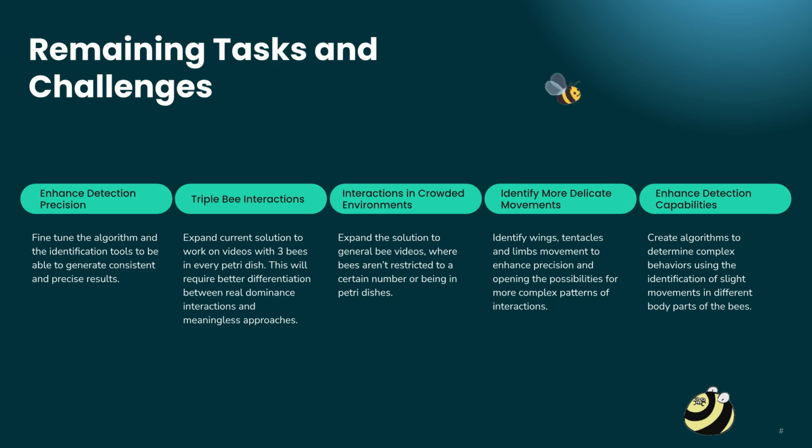For now, the real limitation of the current system is that we don't consider the direction the bee is facing. Two bees can be close, but not really interacting. And so we plan to use existing tools to detect fine movements such as antennae and wings to be able to further advance our system and even detect other complex behaviors of the bees.